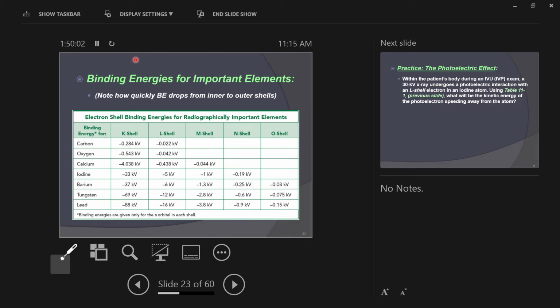Okay, so we know what the binding energies are for the common atoms in the body: carbon, oxygen, calcium, iodine, barium, tungsten, and lead. We know all of these. Notice we didn't list hydrogen, but it's there. By number, it's actually in the highest quantity. It's just so light that it doesn't matter. It's so easy to ionize hydrogen. But we know these, and so we can say that if a photon has that much or a little bit more, it can eject electrons and cause the photoelectric effect to happen.